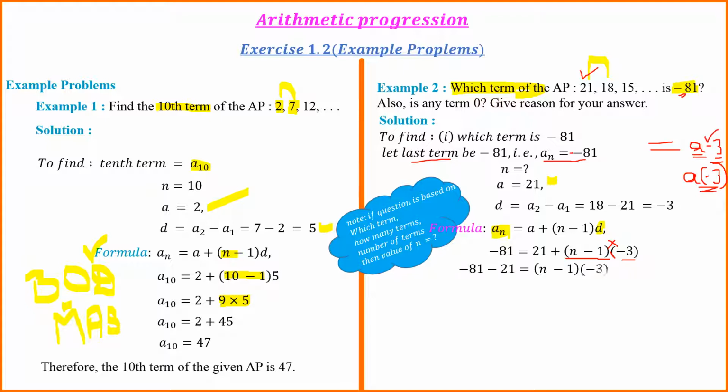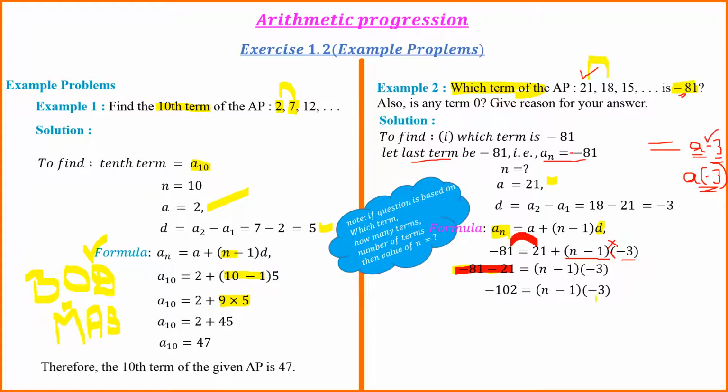Now 21, let us transpose to the other end. It's going to be minus 21. Here both are negative. If numbers are of the same sign, we add them. Here minus and here minus, both are of the same sign, so we add and get minus 102 equals n minus 1 into minus 3.